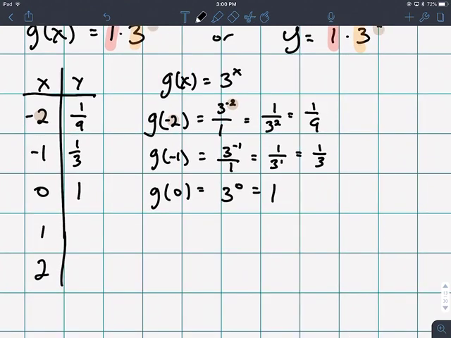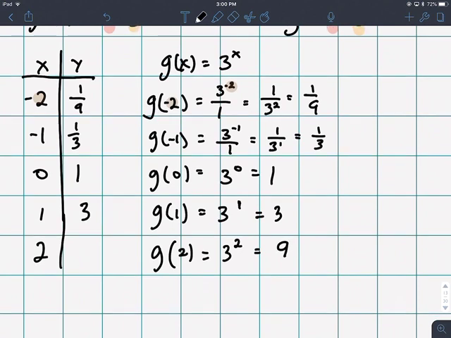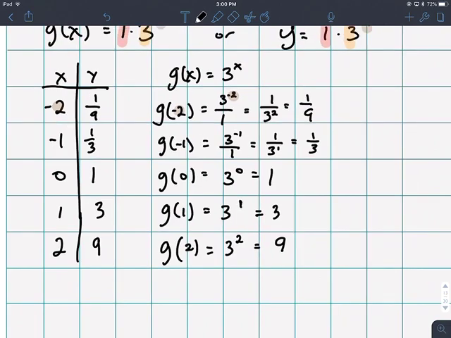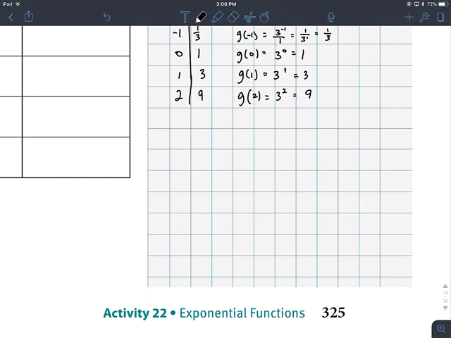Next one is g of 1, which is 3 to the 1 power, and that is simply 3. And the next input, g of 2, is the same thing as 3 to the second power, which is just 3 times 3, which is 9. So I have enough points. Now I'm going to plot my table. Alex, you have practice of putting a table. If you haven't done that, I hope you get to that soon.